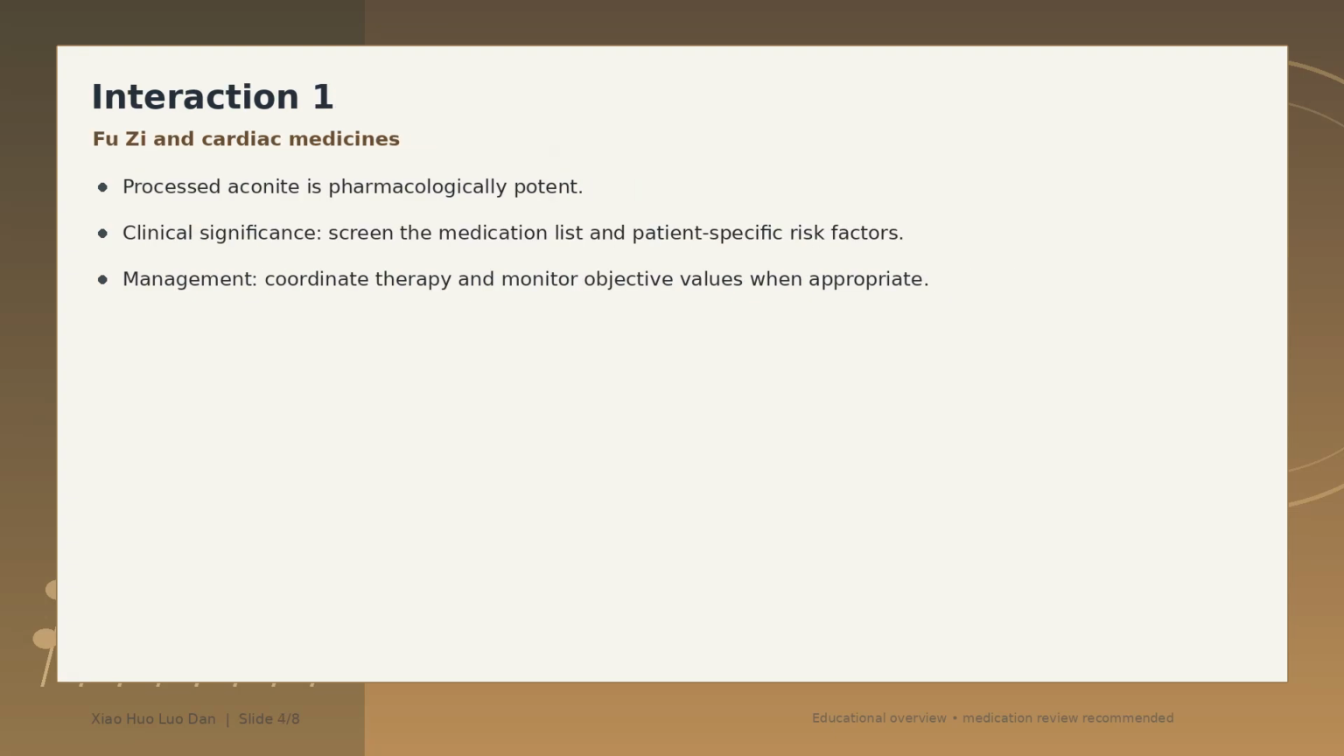The first interaction focuses on aconite and cardiac medicines. Processed aconite is pharmacologically potent. Aconite alkaloids can cause ventricular arrhythmias, hypotension, neurologic symptoms, and life-threatening toxicity if processing, dose, or identification is wrong. Combining it casually with antiarrhythmics, digoxin, stimulants, or other agents affecting cardiac conduction is unsafe. Professional sourcing, correct processing, and close supervision are essential.